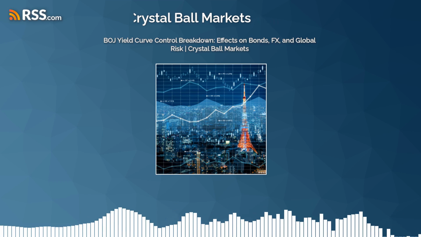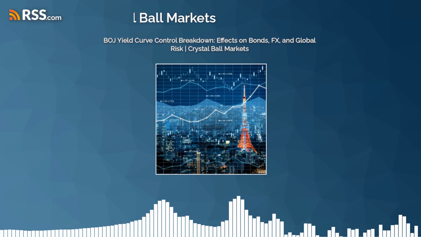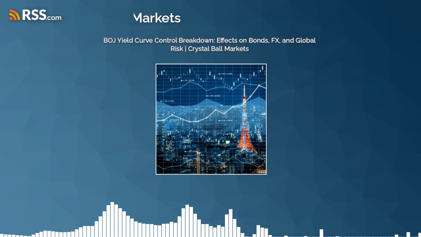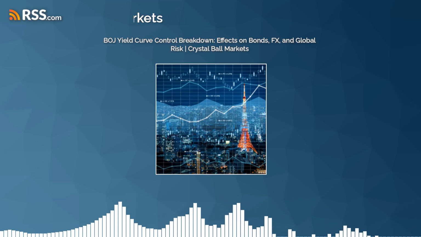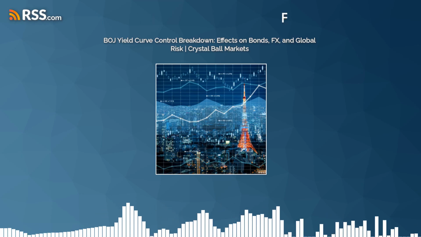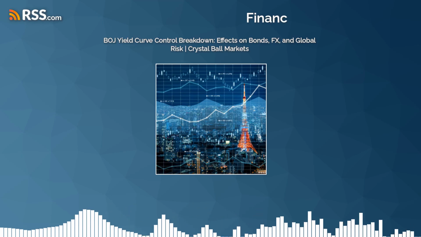Now, over time, Japan yield curve control has evolved. The BOJ has made several adjustments, including widening the allowable range for yields and introducing more flexibility in how it conducts market operations. These changes reflect the growing challenges of maintaining strict control in a changing global environment.